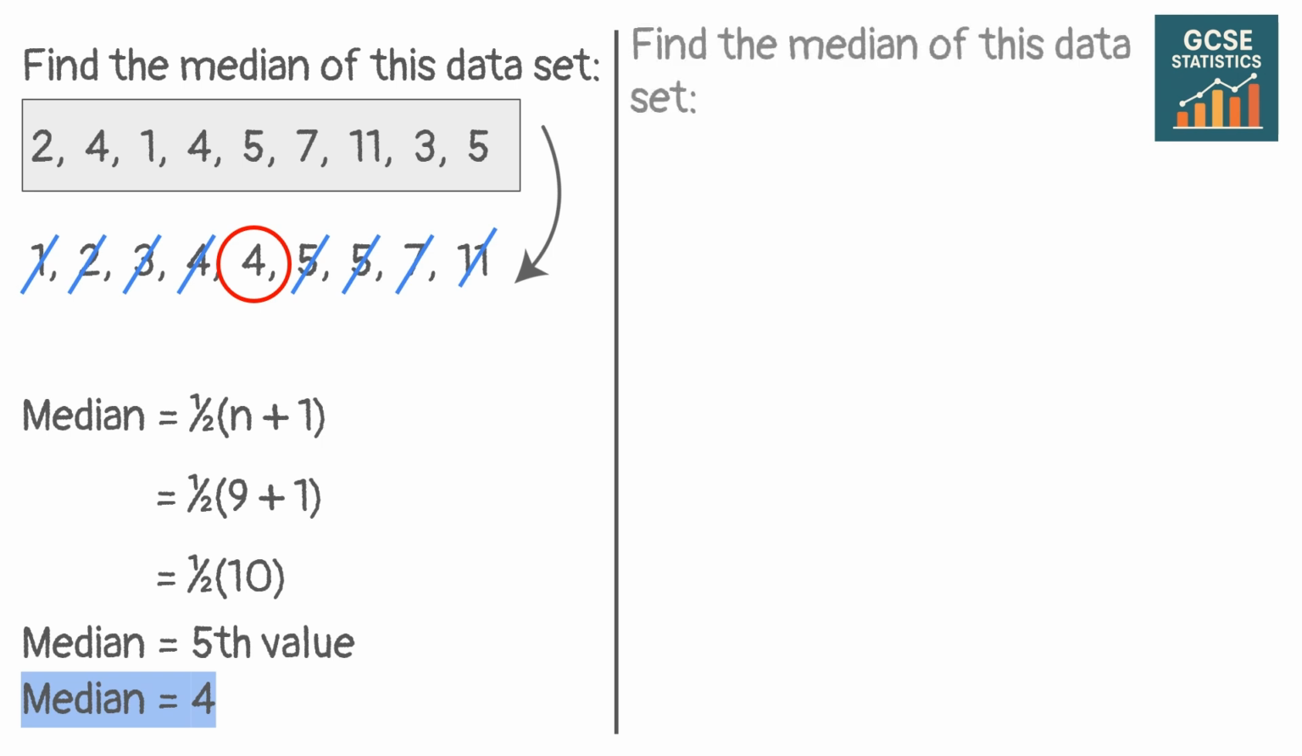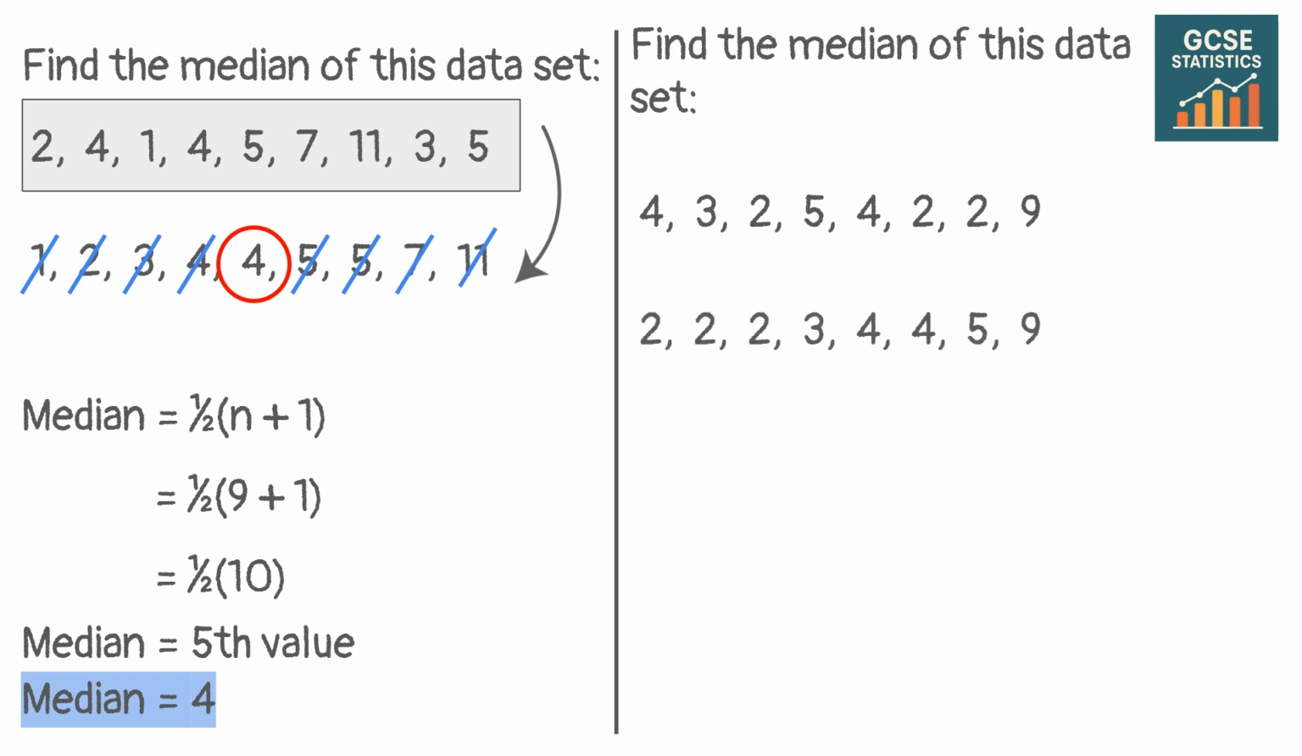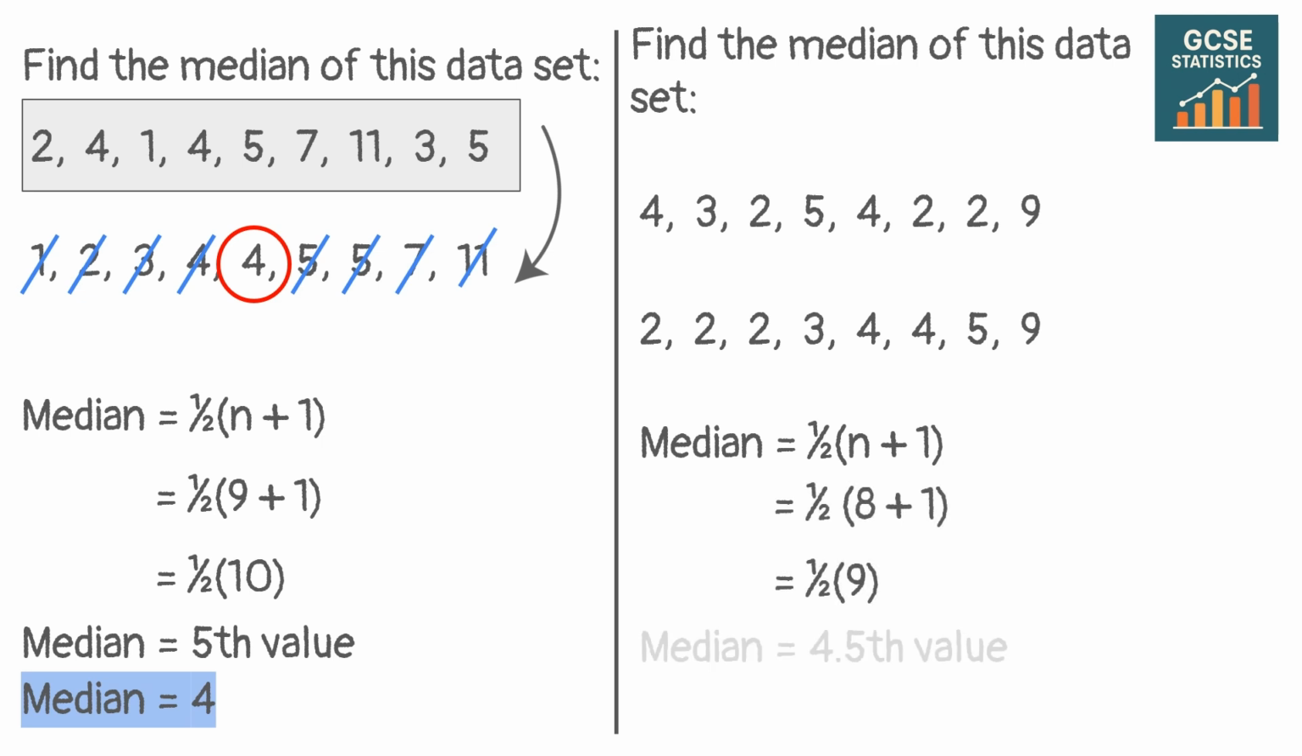Let's do another one which is a little harder. Pause the video and have a try. This dataset here also needs to be reordered, so we end up with this list. The median is half of n plus 1, so we will do half of 8 plus 1, which means as half of 9 is 4.5, we need to find the 4.5th value.